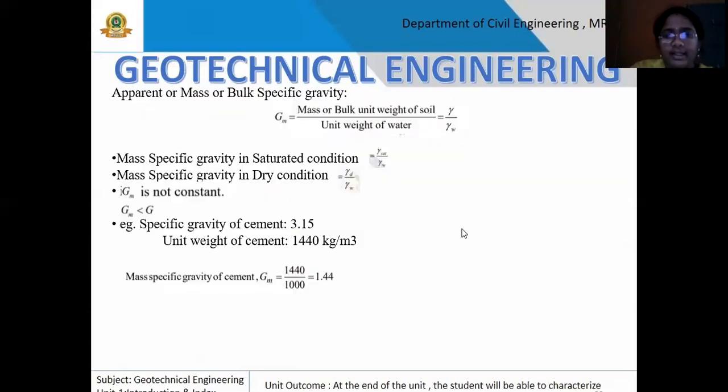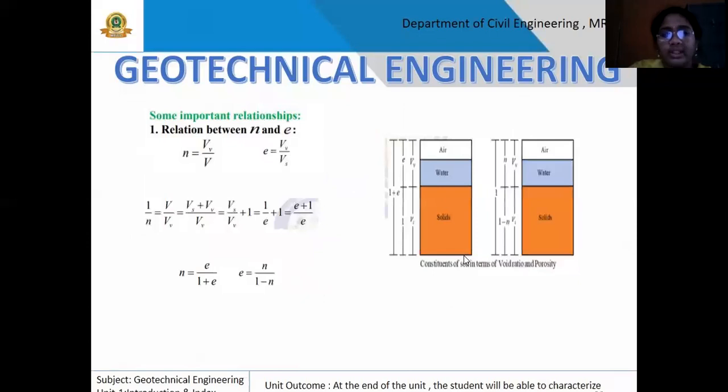So these are some basic definitions which we have. Next we'll be discussing the relationships based on these definitions and the relations with other properties which we have learned till now.